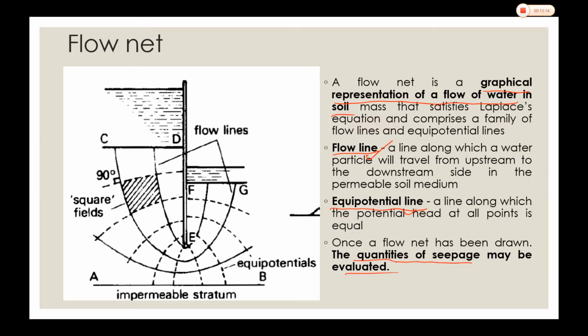So which one is the flow line? The flow line is this one. Okay, this is the flow line, the curved ones like this. And then the ones like this are the equipotential lines. Okay, so this one is the equipotential line.